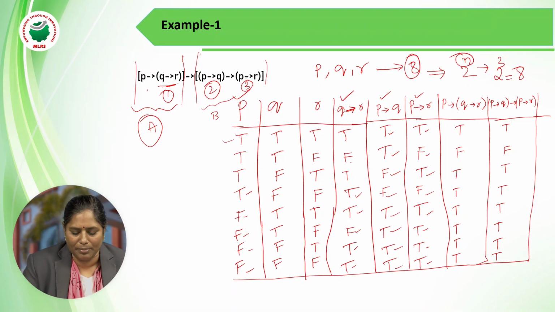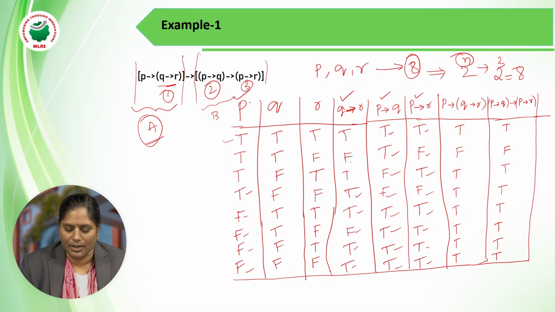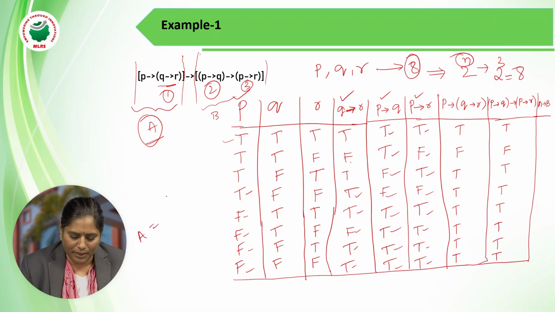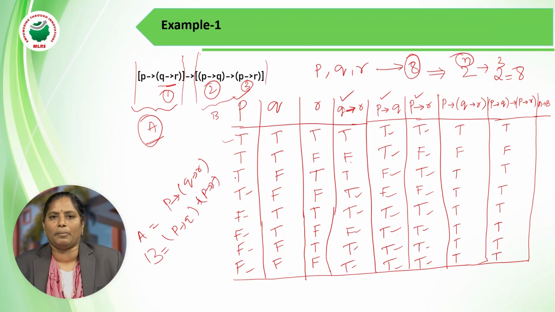Now the final statement I am applying here. I am treating P implies Q implies R as A, and P implies Q implies P implies R as B. So here I am applying implication on A to B. A is P implies Q implies R, and B is P implies Q implies P implies R. So now I am applying implication on A implies B.